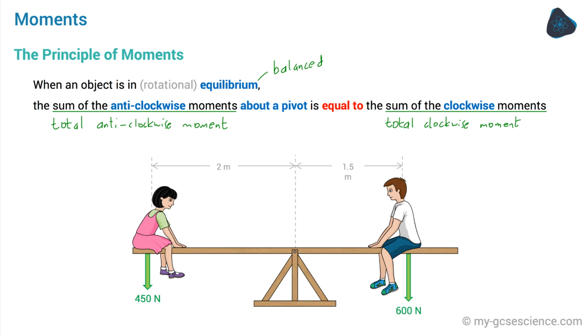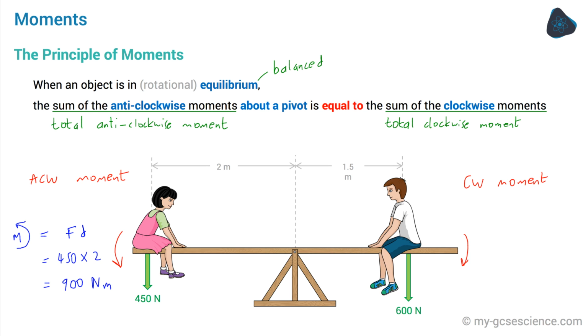Have a look at this girl and boy as they play on a seesaw. As you can see, the girl on the left is exerting an anti-clockwise moment about the pivot, and the boy on the right is exerting a clockwise moment. The anti-clockwise moment exerted by the girl is given by force times distance, which gives 450 times 2, which gives 900 newton meters. Moving on, the clockwise moment exerted about the pivot by the boy's weight is given by 600 times 1.5, which gives 900 newton meters.